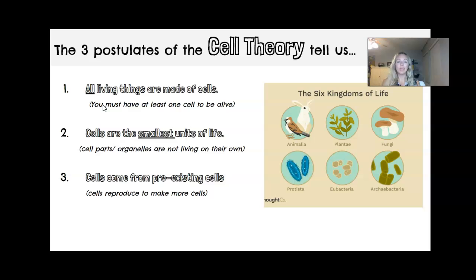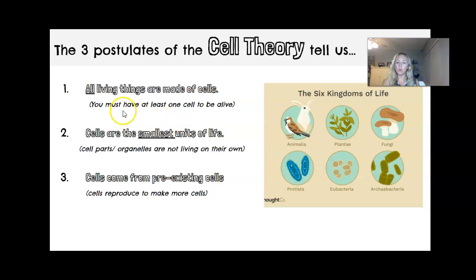Number 2 is cells are the smallest units of life. So if you have one cell, you can be alive, but the parts that make up a cell, so these little organisms, these protists here, these are 2 cells or 2 different living things. But the things inside of them, if I just took one of these things out, it by itself wouldn't be alive because it's not enough to make one cell. It's just part of one cell.